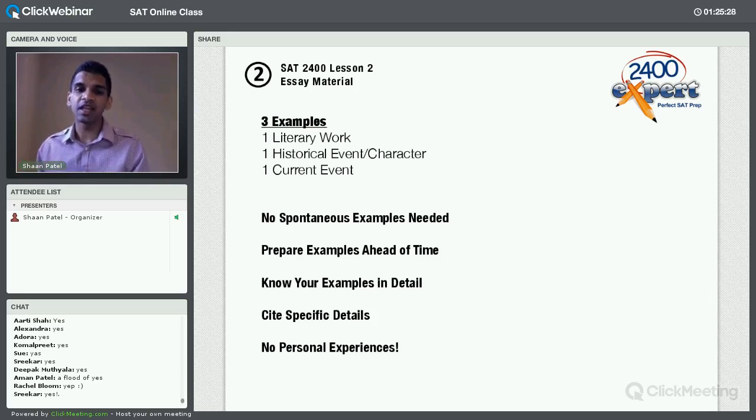So the key though is you need to know your examples in detail. And you want to try to cite specific details, like maybe when it occurred, is it the 20th century, the 19th century, the 18th century, etc. If you can do that, you look extremely smart because you look like, wow, this guy or girl really knows their literary work in depth. They know all the characters, they know the themes, they know this and that. And I'm going to show you how to know those things in detail now.